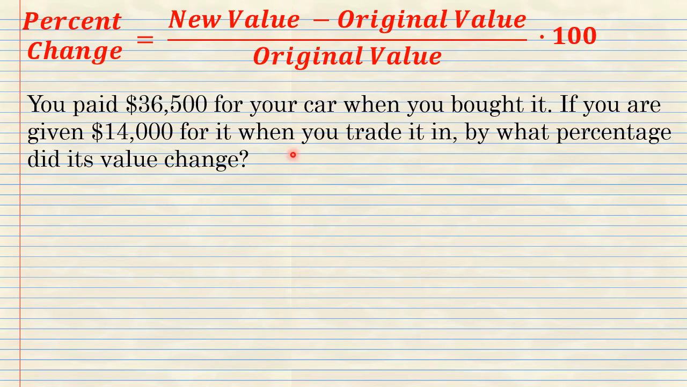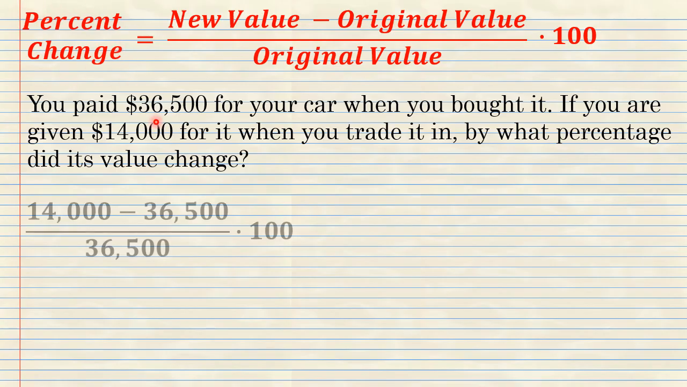In our next example, let's look at the percent change in the value of a car. Unlike homes, the value of cars tends to go down over time. Let's say you paid $36,500 for a car when you bought it, and then eventually when you trade it in, you're given $14,000 for it. So this car went down in value. When we find its percent change, we'll find this value to be negative.